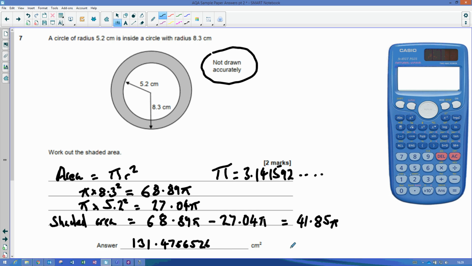So the actual answer we might write down is perhaps to 1 or 2 decimal places. So 131.5 if I rounded to 1 decimal place because of this 7, or maybe 131.48 rounding to 2 decimal places. And that's pretty much all there is to do. It's only a 2-mark question, so we can stop there.